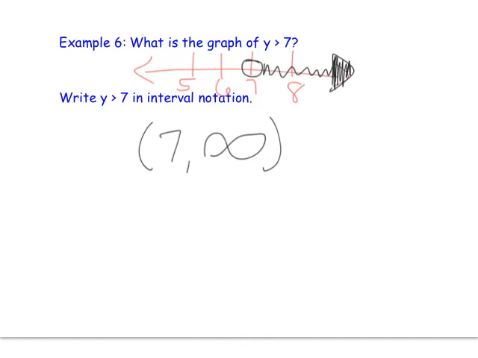So hopefully you can say that I can solve and graph a compound inequality involving the word or now. Remember, that involves unions. And I can understand interval notation to express my answers.